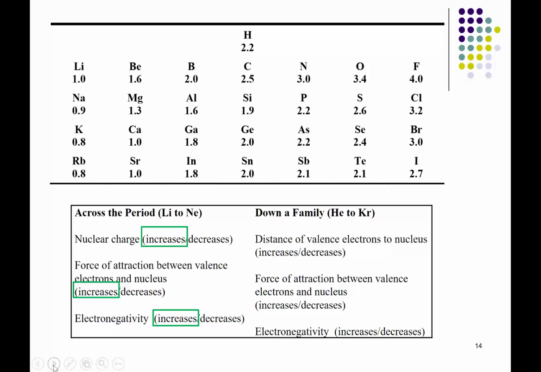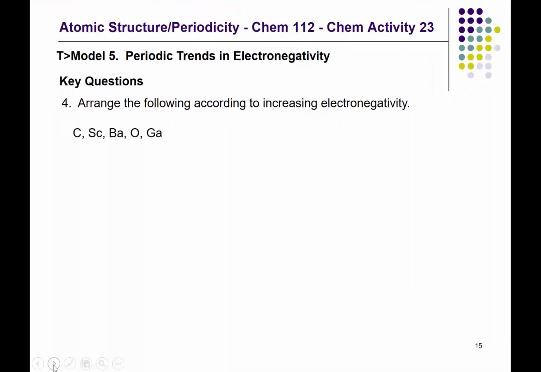Now, down the periodic table, the distance between the valence electrons and the nucleus increases, and therefore the force of attraction goes down. And the electronegativity will go down because, again, the force of attraction for that shared pair will go down. Now, let's apply our knowledge to make a prediction about the trend in electronegativity.